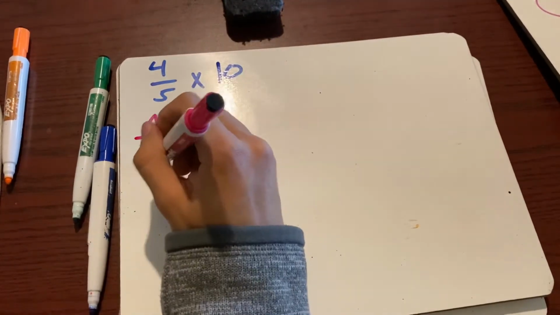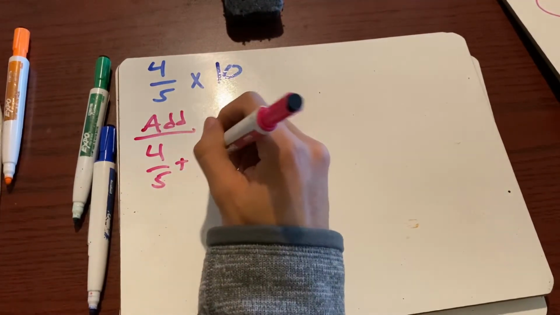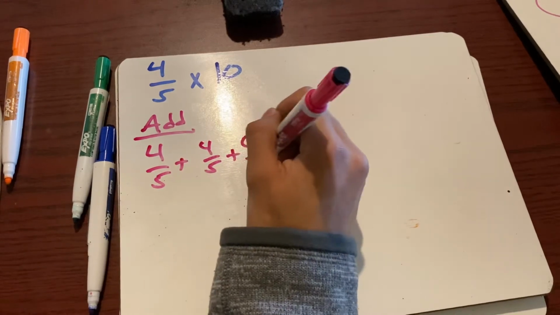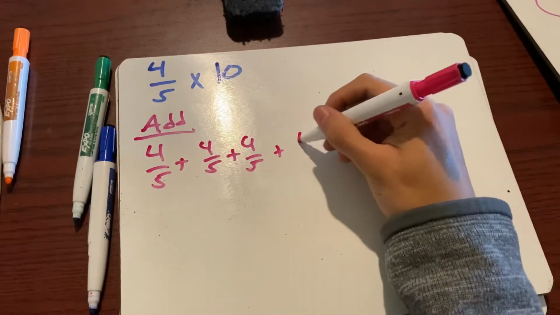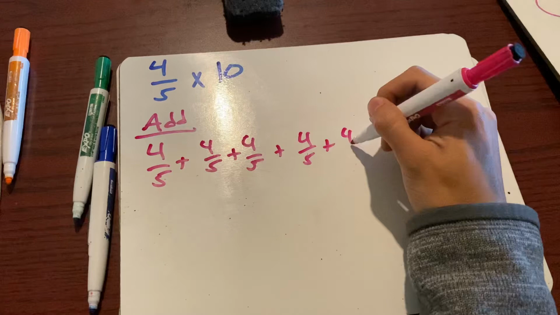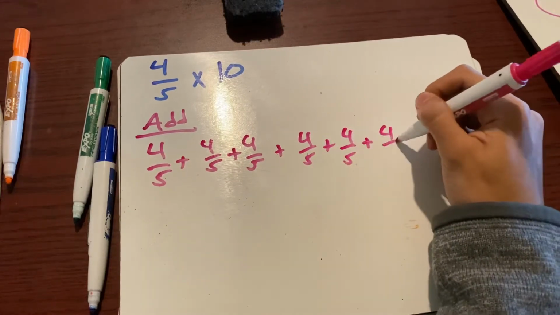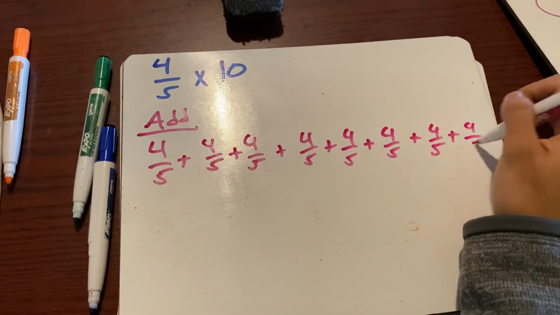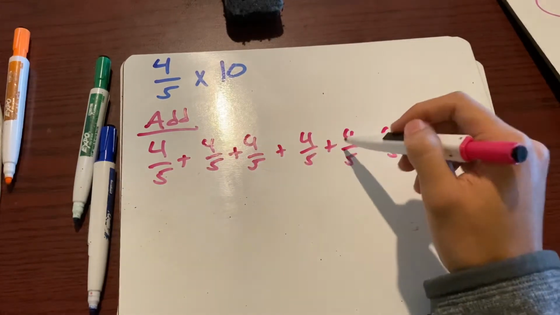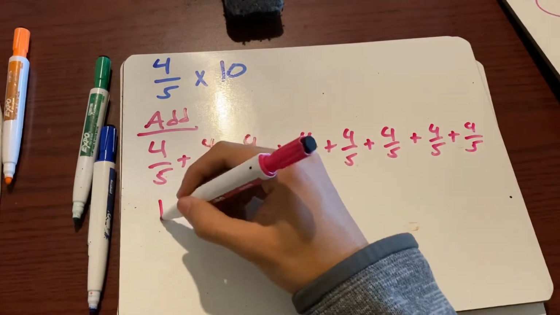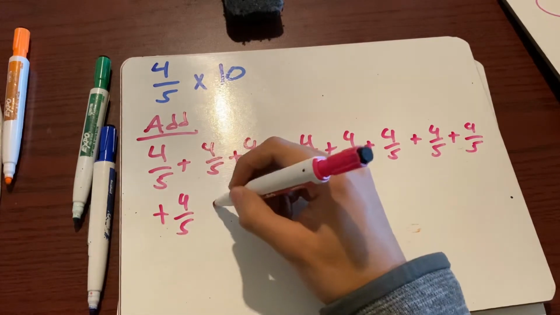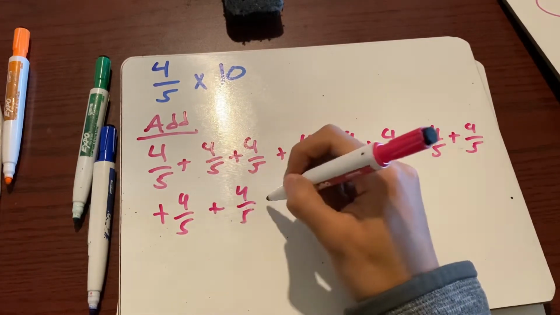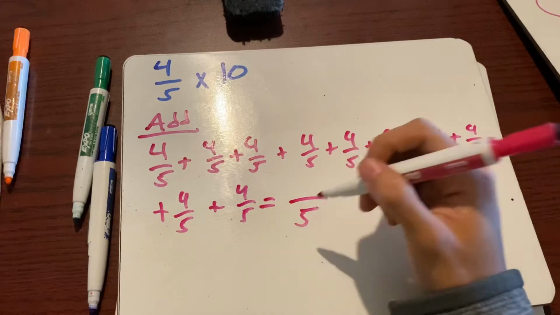We're going to have to add up 4 over 5 ten times. 4 over 5 plus 4 over 5 plus 4 over 5 plus 4 over 5 plus 4 over 5 plus 4 over 5 plus 4 over 5. 1, 2, 3, 4, 5, 6, 7, 8, 9, 10. Our denominator will be 5.